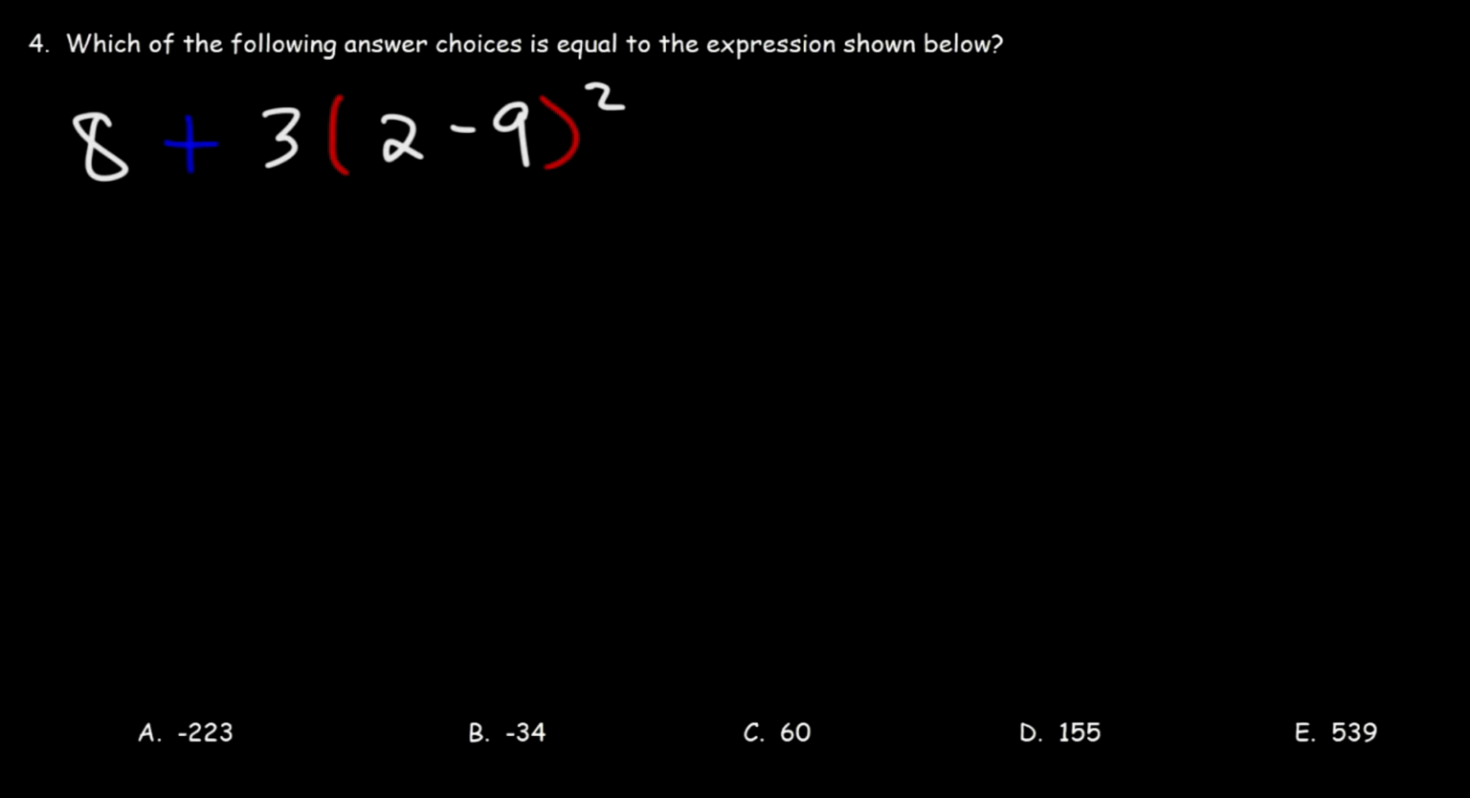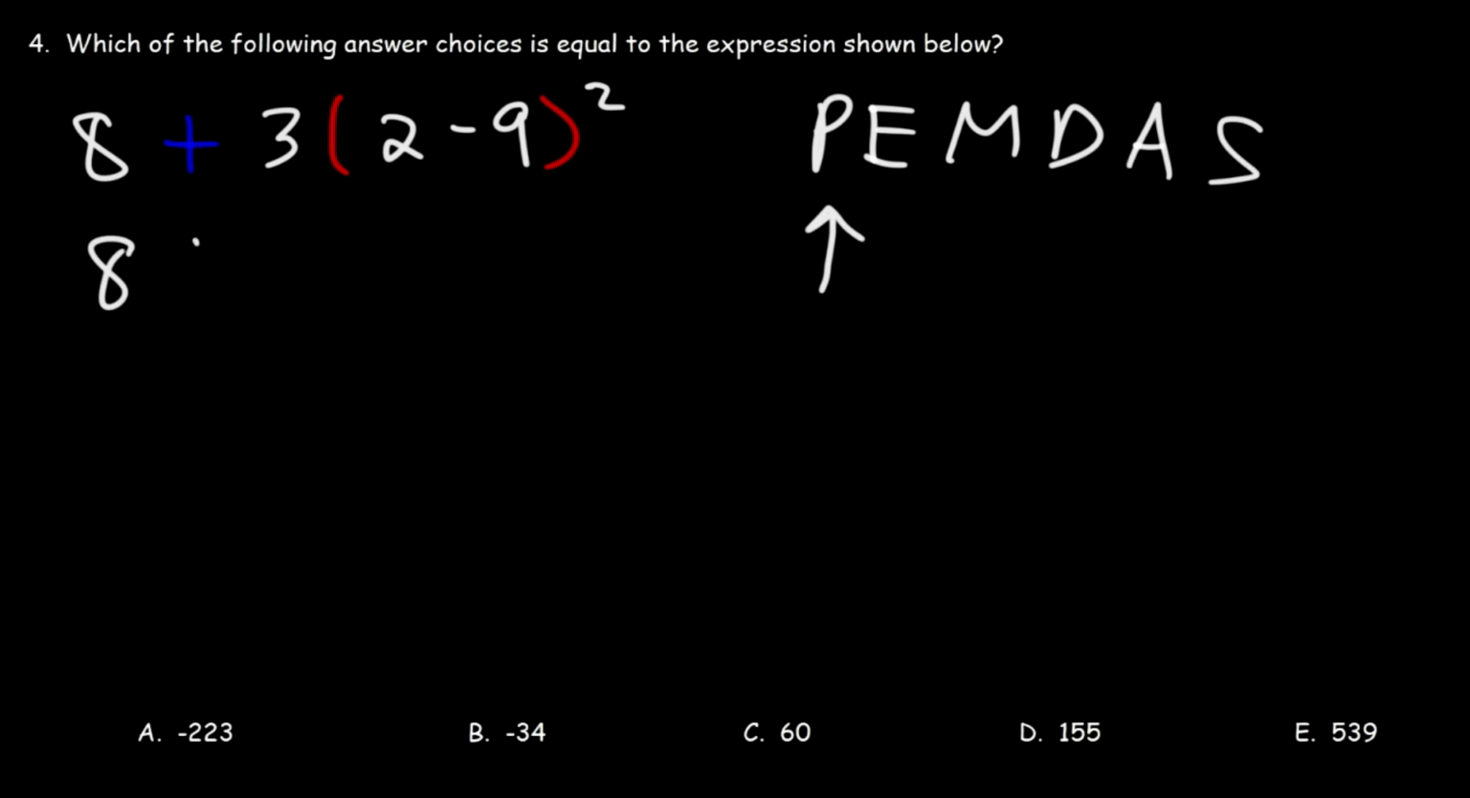Number 4. Which of the following answer choices is equal to the expression shown below? So for this one, we need to use the order of operations. Particularly, perhaps you heard of this term, PEMDAS. Please excuse my dear Aunt Sally. So first, we need to work on the stuff inside the parentheses. 2 minus 9 is negative 7.